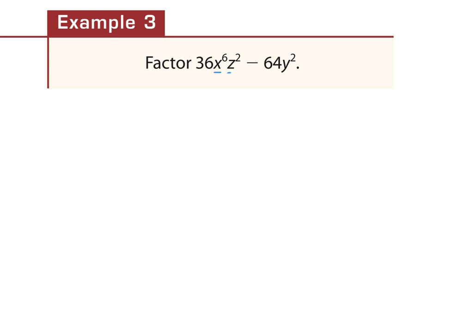I have an x to the 6, z squared, and y squared. Is anything going with my variables? No, nothing in common. So I can take the 4 out. What is 36 divided by 4? 9. And I still have the x to the 6, z squared. What is 64 divided by 4? 16. All right.